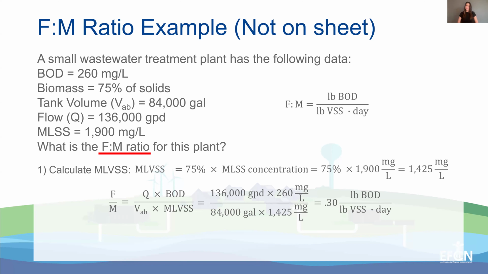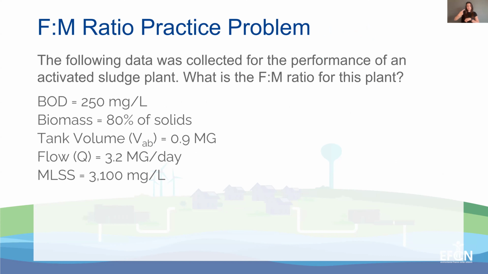So with that, let's go ahead and practice this one more time. Another example of this type of problem may read something like this. The following data was collected for the performance of an activated sludge plant. What is the F to M ratio for this plant?